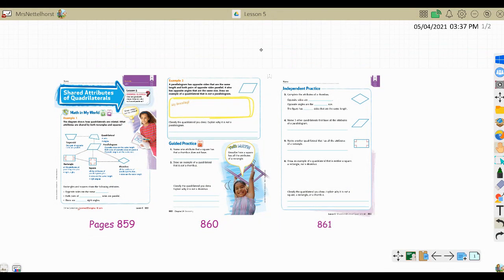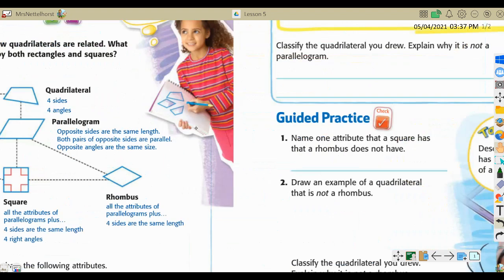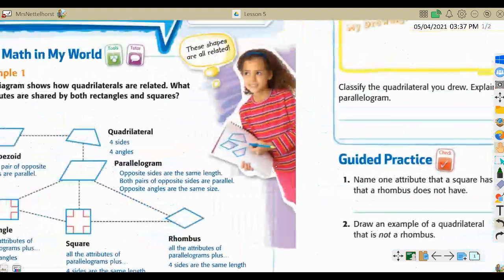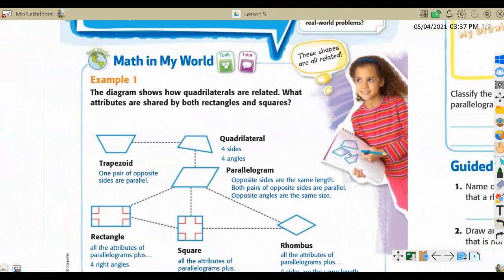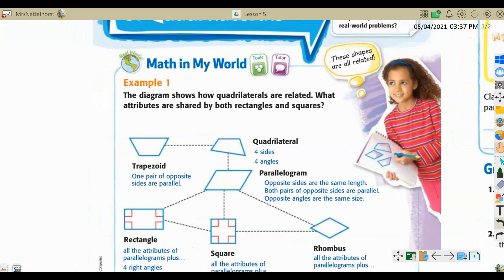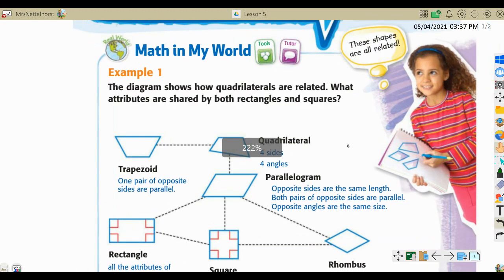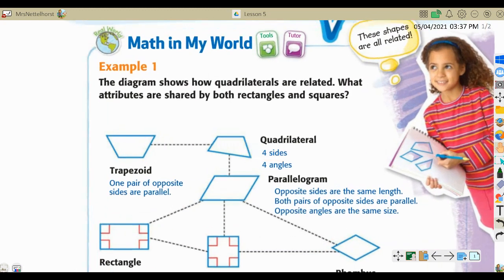So let's go ahead and look at page 859. So we're just basically seeing how shapes are related to each other, just like this girl is thinking. These shapes are all related. Just like in a family, you can tell how people are related, you can tell how shapes are related. So the diagram shows how quadrilaterals are related. What attributes are shared by both rectangles and squares?